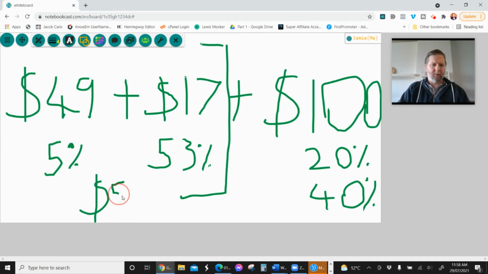It's around about that anyway, but just to give you guys some scenarios to play with. So that means that my average order value is $57. This is cool. It means that if I'm running paid traffic to this, I can afford to break even. If I'm breaking even on that front end, it's costing me $57 to buy one customer.